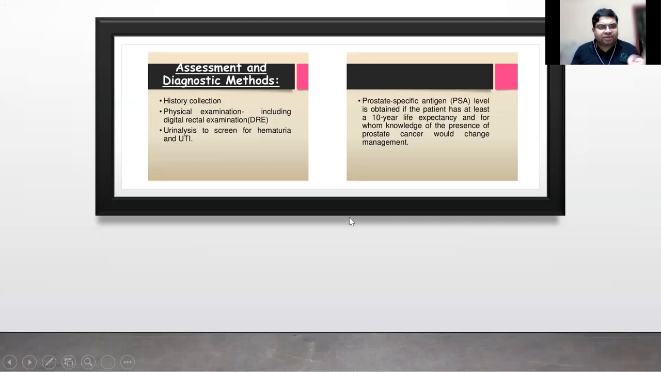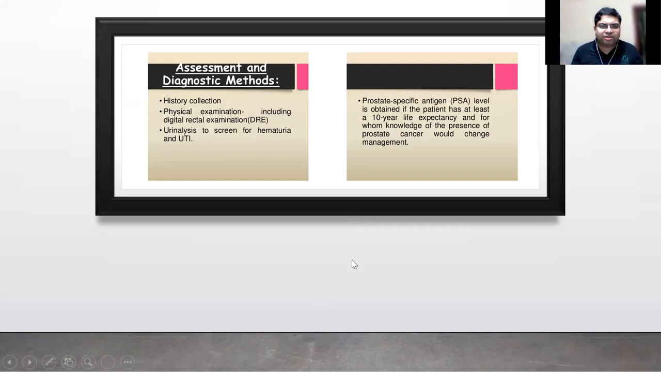Then you do a physical exam with the DRE. What is a digital rectal exam? You tell the patient, I want to put a finger in your anus. For that, I take your consent, and I also ensure total privacy. Ask the patient to go to the loo and evacuate, come back, and ask whether he has any painful rectal conditions or not. Put him in whatever position you want, the left lateral position, and then with a very gently lubricated finger, you do a digital rectal examination.